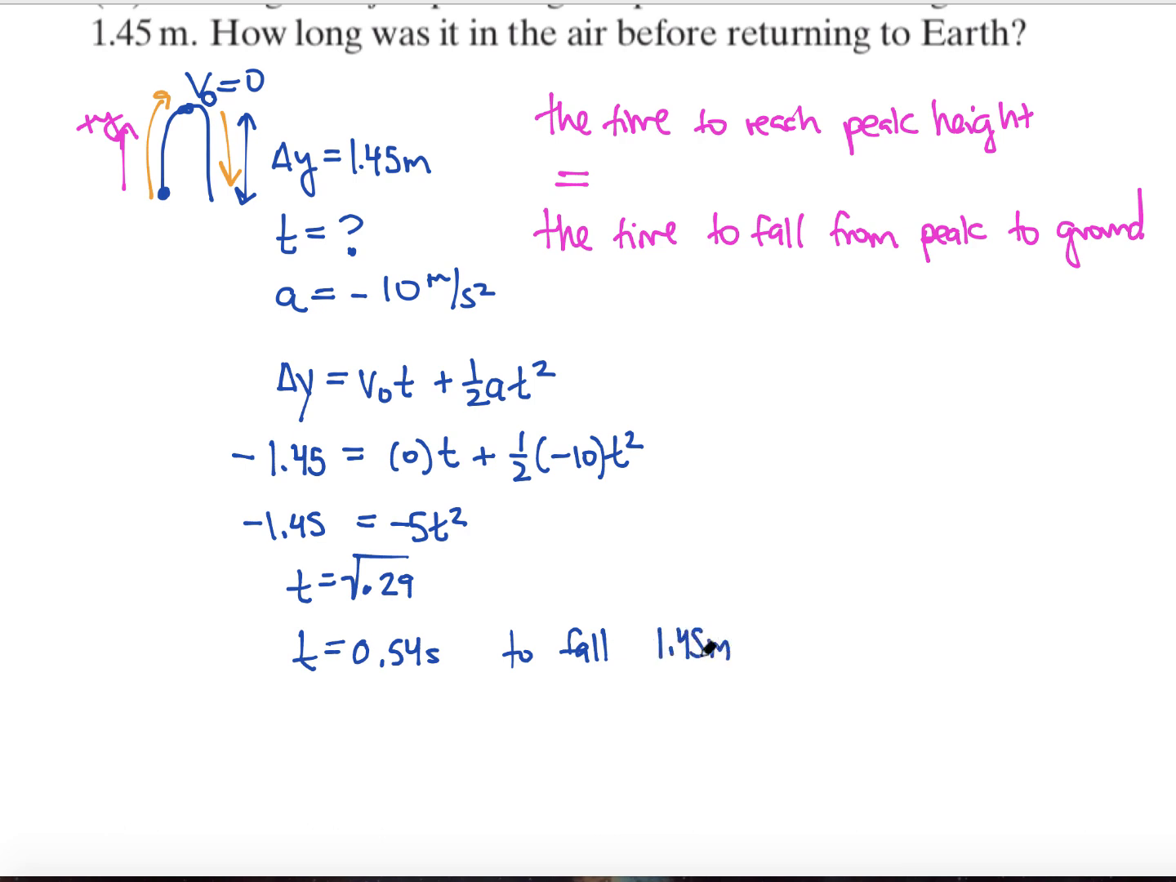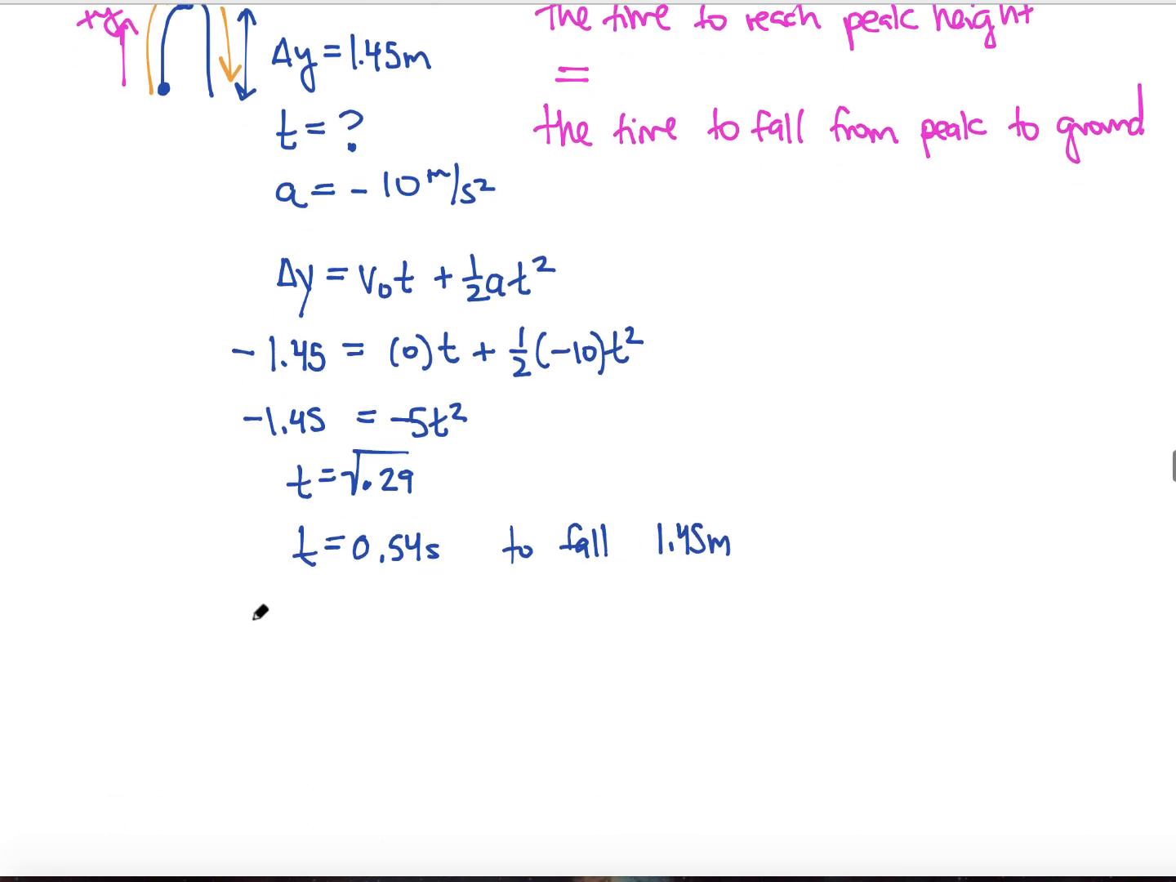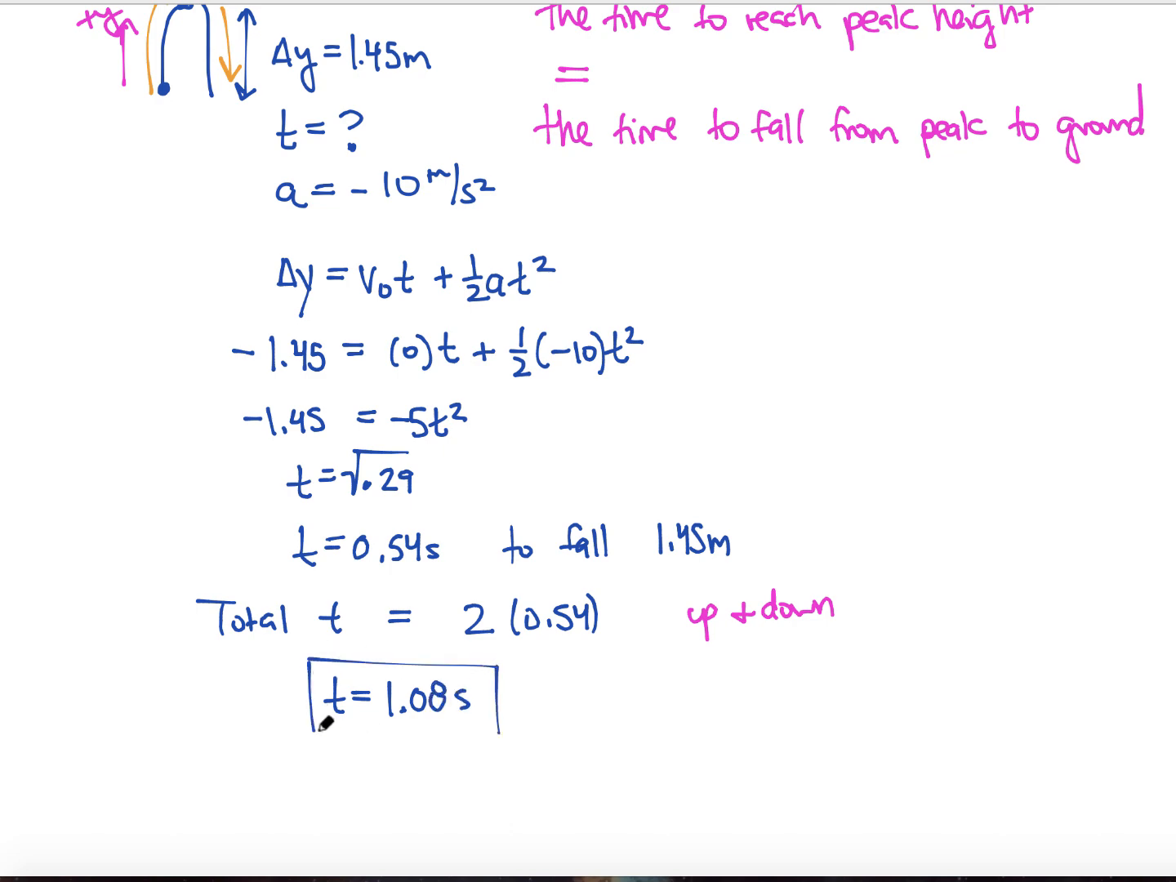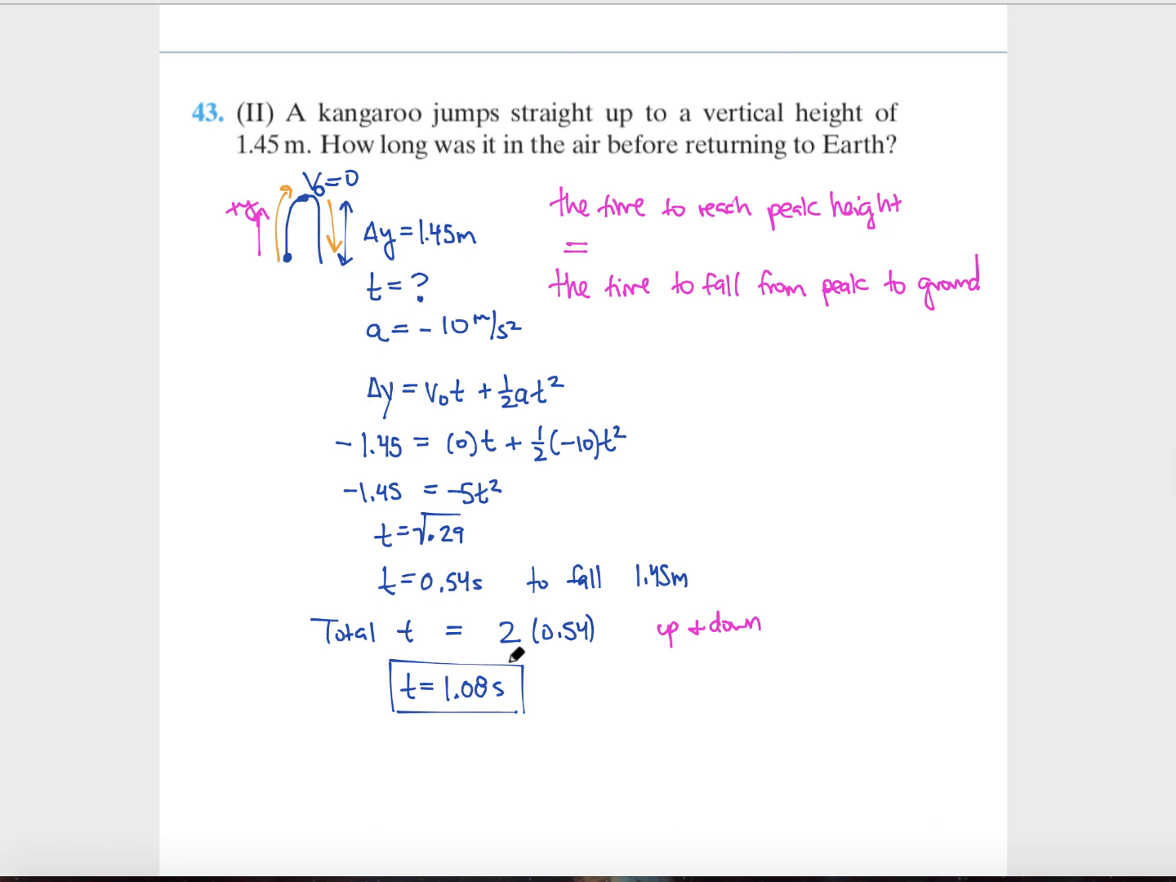1.45 meters. So the total time will be equal to 2 times this. Right? And this is because this is my up and down. So my total time in the end is going to be 1.08 seconds. So there we go.